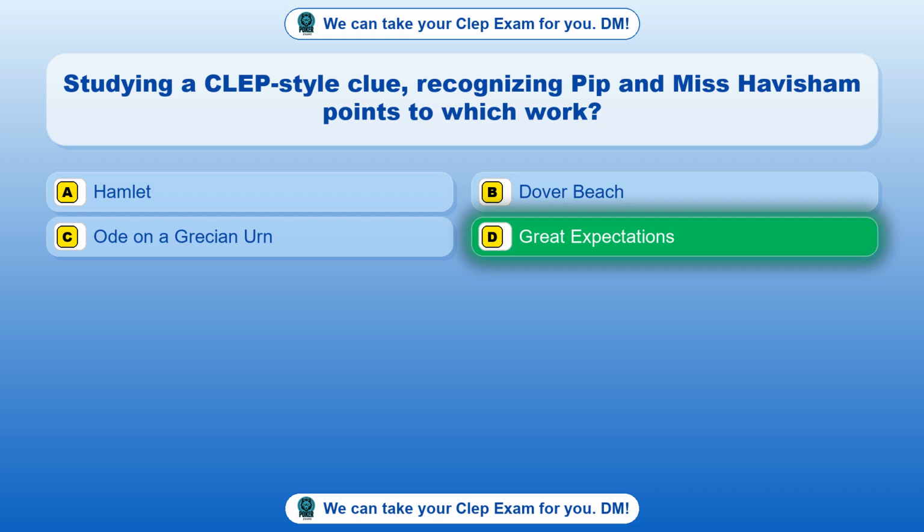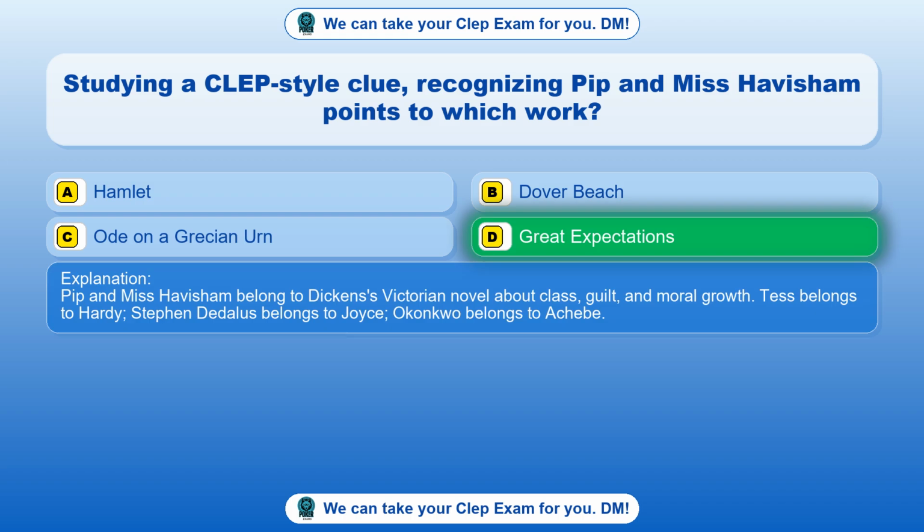Great Expectations. Pip and Miss Havisham belong to Dickens's Victorian novel about class, guilt, and moral growth. Tess belongs to Hardy. Stephen Dedalus belongs to Joyce. Okonkwo belongs to Achebe.